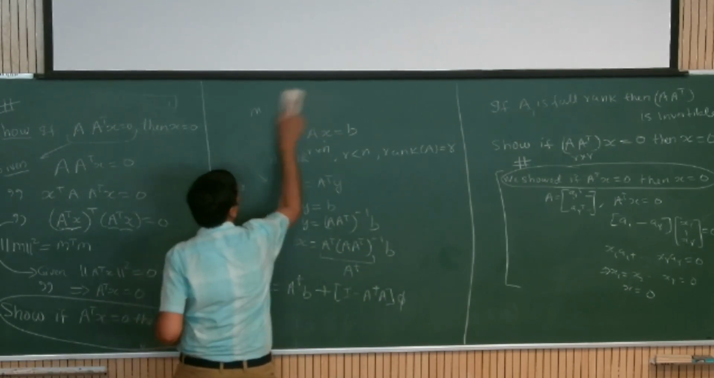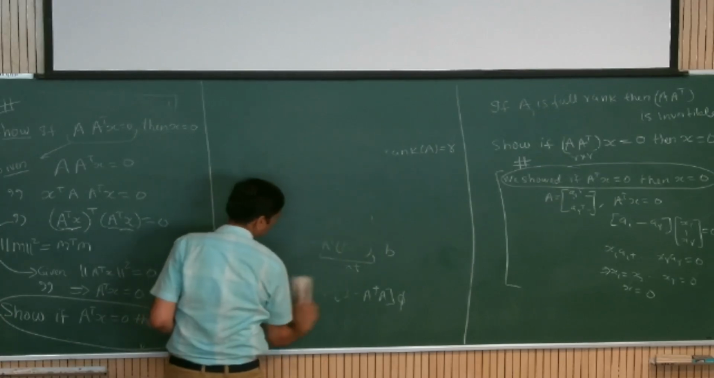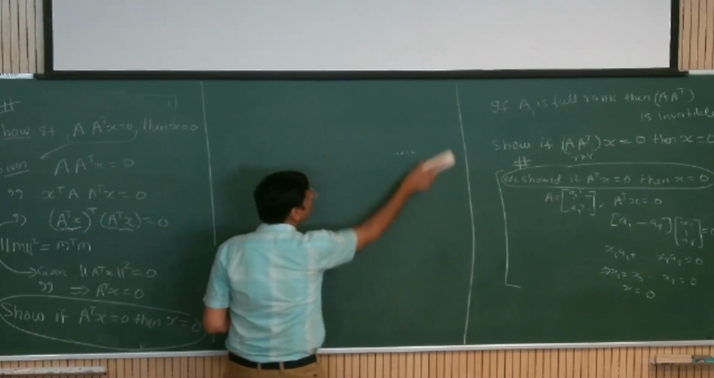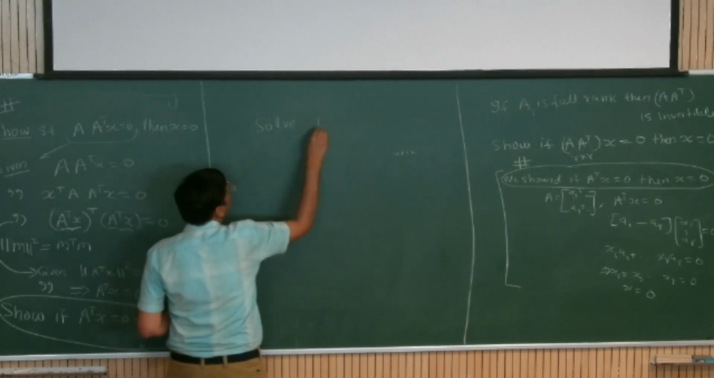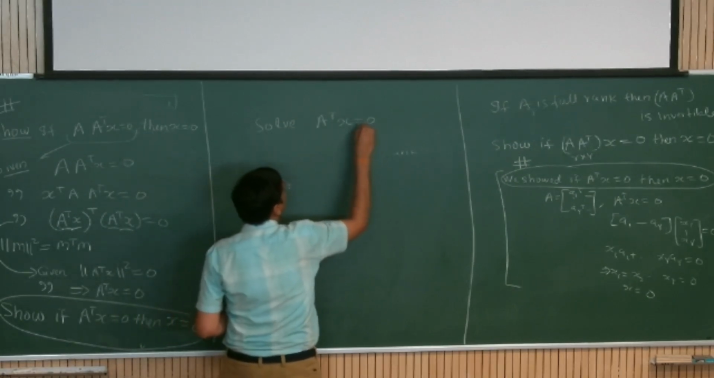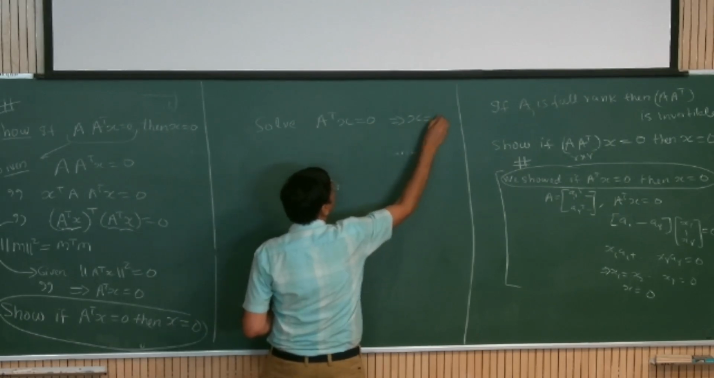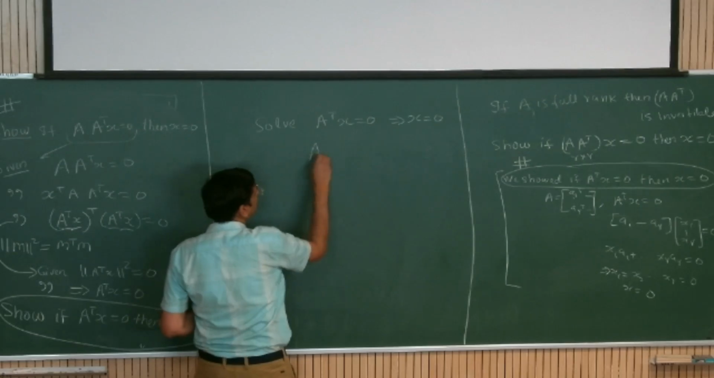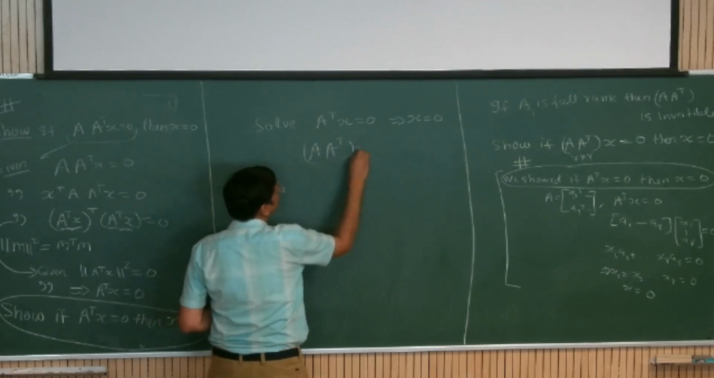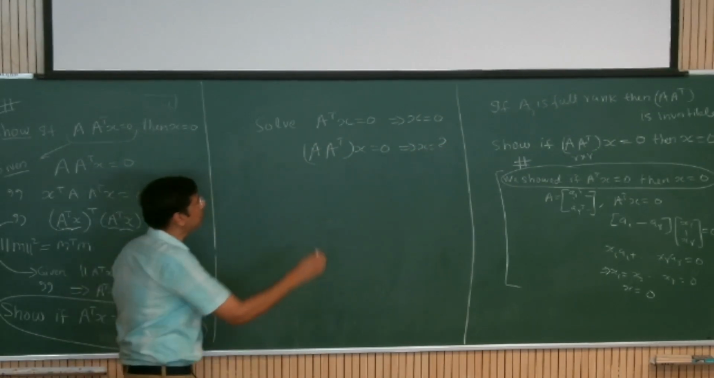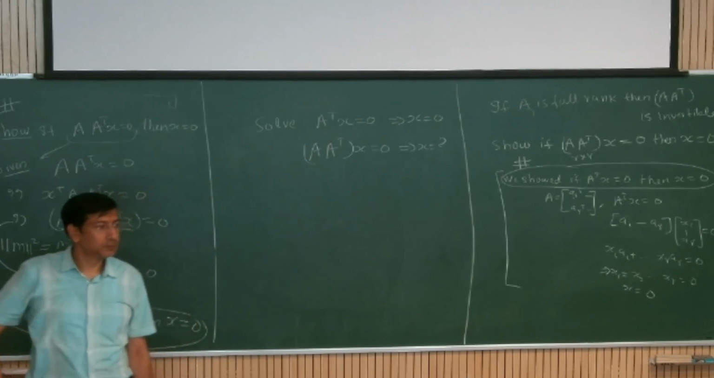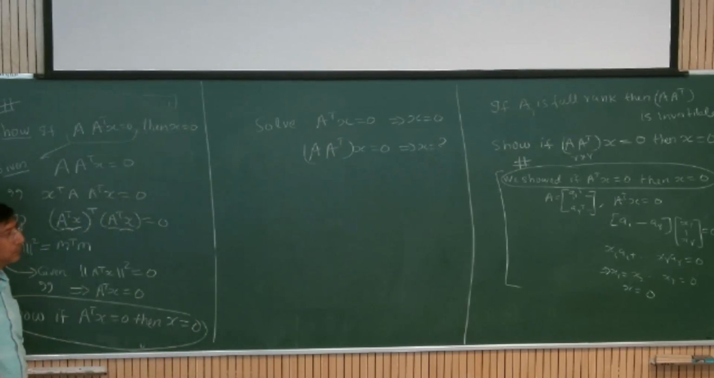Let me erase this. There will be additional solutions as well. Like it can happen. Look, what we showed was: solve A transpose X is equal to 0, and we got that X is equal to 0. But this does not imply that if I solve for A transpose X is equal to 0, I don't know what X I will get. I have to solve for this. But X equal to 0 will satisfy this. That's okay, but not the only one. It should be the only solution. That's what invertibility states.